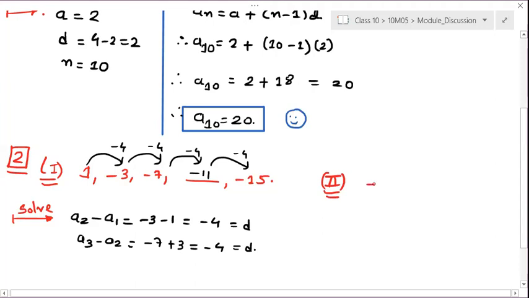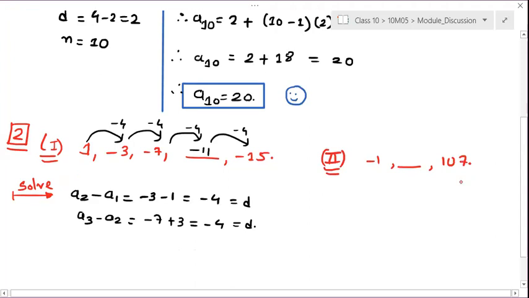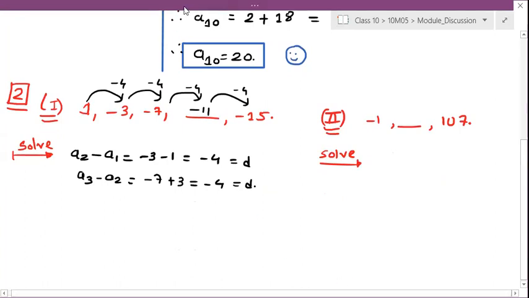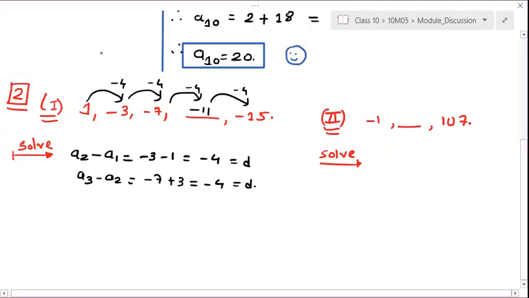It is -1, blank, 107. Now tell me how we are going to do this. Only 3 terms are given, right? If they are going to give this question in the exam, they should mention that it is AP, right? Assume that it is mentioned over here, it is AP. Right. Now how can we find this? Tell me.